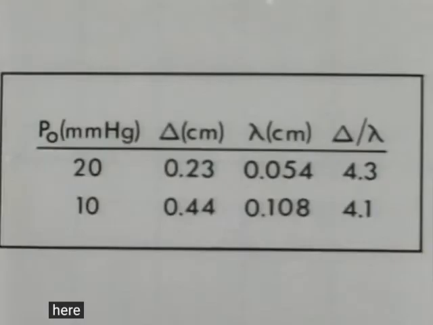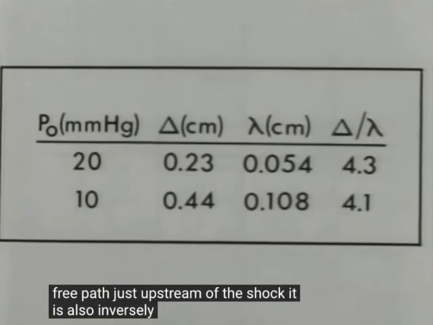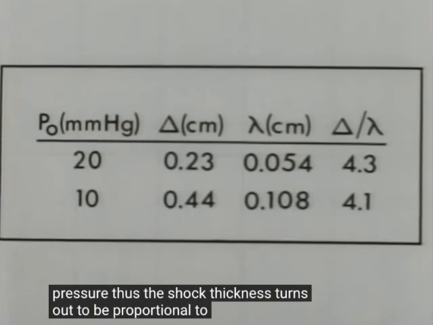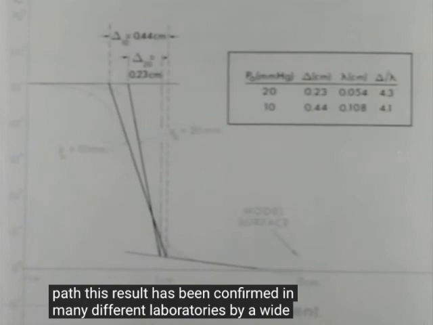Here is a table which includes the mean free path just upstream of the shock. It is also inversely proportional to the pressure. Thus, the shock thickness turns out to be proportional to, and of the same order of magnitude as, the mean free path. This result has been confirmed in many different laboratories by a wide variety of experimental techniques.